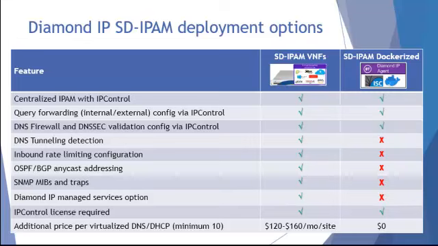So in either case, you can better secure your SD-WAN implementations by adding an SD-IPAM layer, and particularly a DNS defense in depth layer to better secure your SD-WAN deployments.